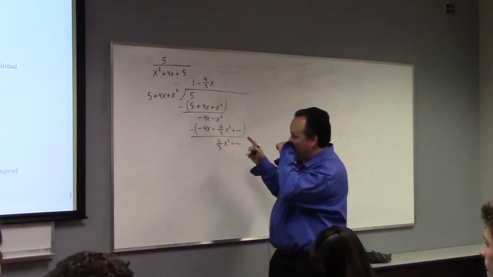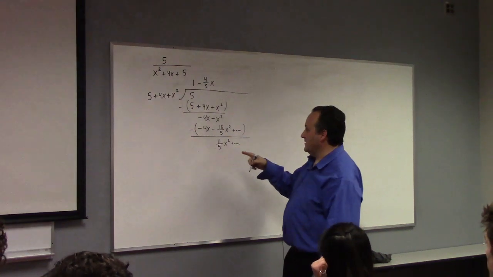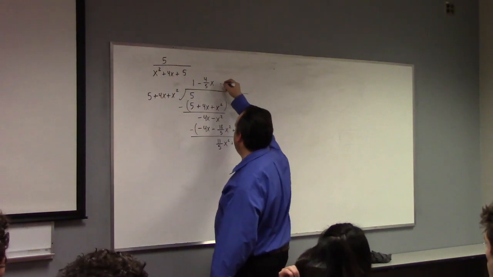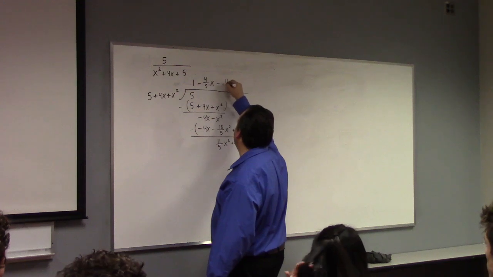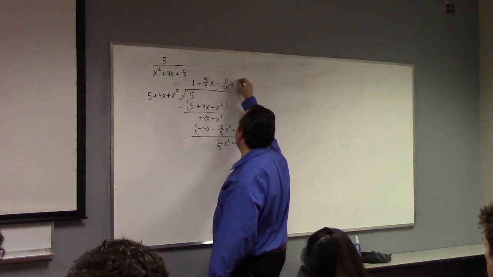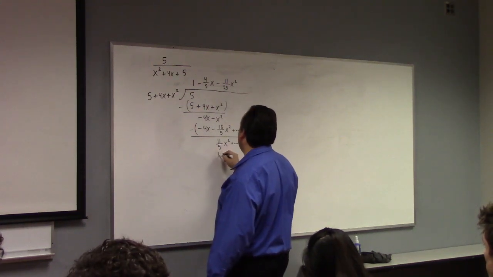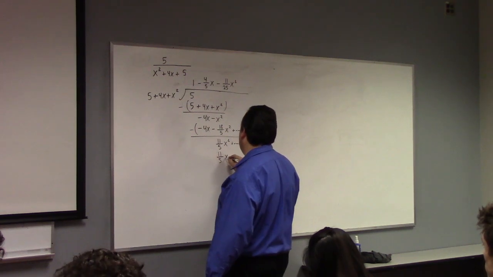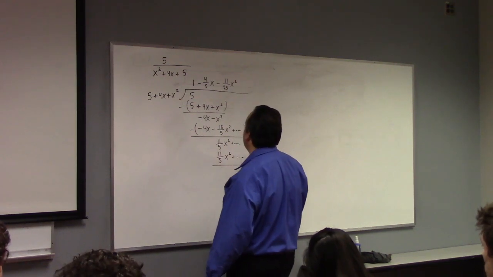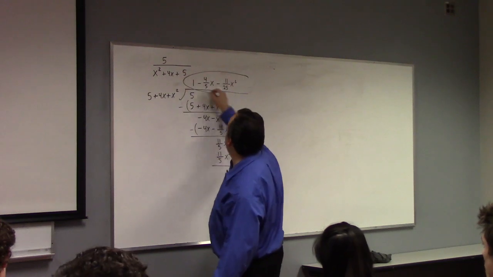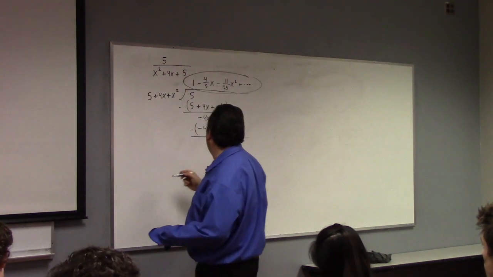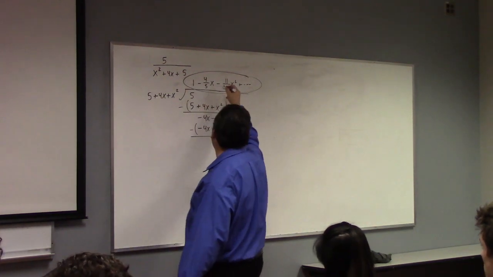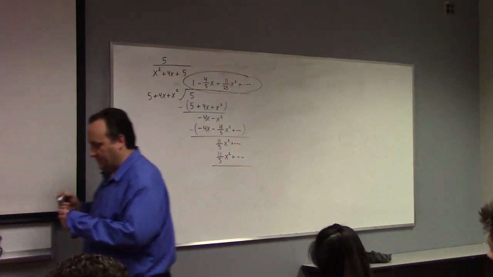So how do I get an 11/5 from multiplying by 5? I need minus 11 over 25 x squared, I think. That would give me 11/5 x squared plus dot dot dot. And so plus 11 over 25? Oh yes, thank you. Plus 11 over 25.